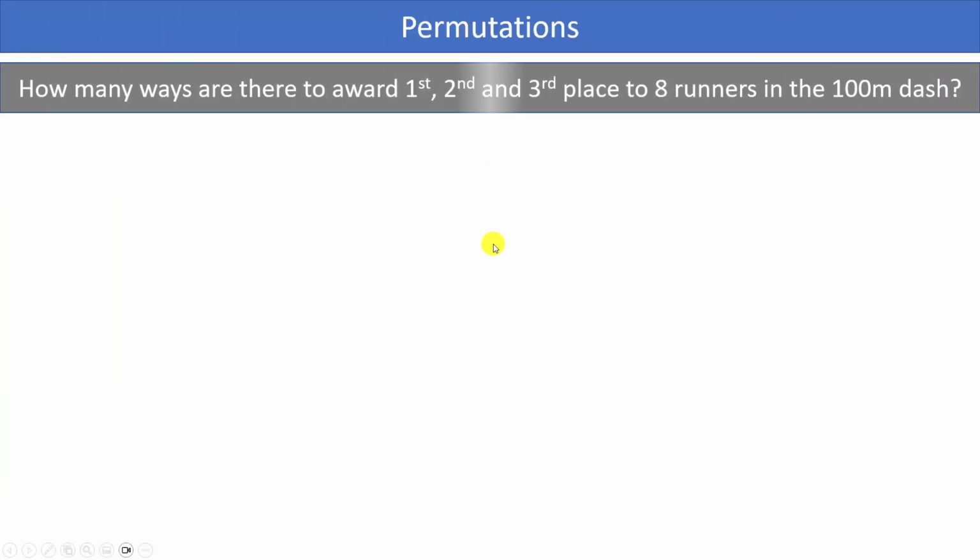All right, the next thing to talk about is permutations. So let's look at a slightly modified example. How many ways are there to award first, second, and third place to the 8 runners in the 100-meter dash? So this is a slightly modified version of the previous question where we asked how many ways there were for all 8 people to finish the race. But now we're only concerned about the first 3 finishers.